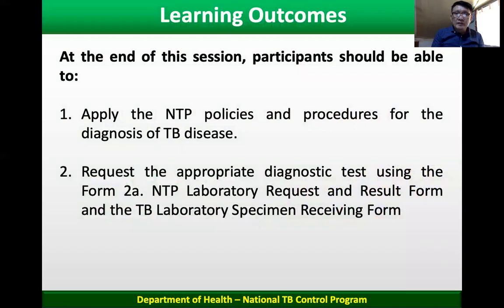So what are the objectives for this session? At the end of the session, the participants should be able to, number one, apply the NTP policies and procedures for the diagnosis of TB disease. So we have policies and procedures in the diagnosis of TB disease. So hopefully after this training, you're going to apply all those policies and procedures related to the diagnosis of TB disease.